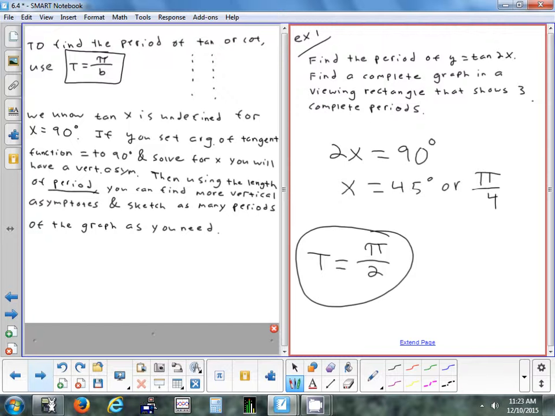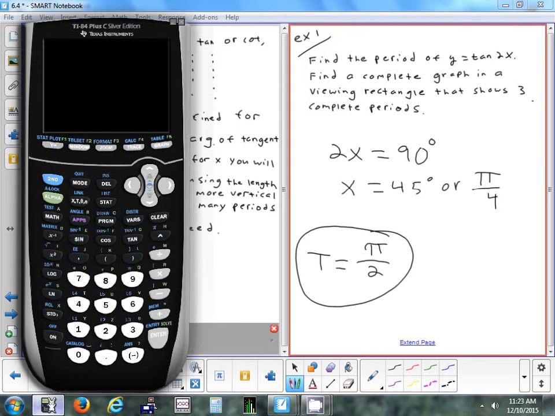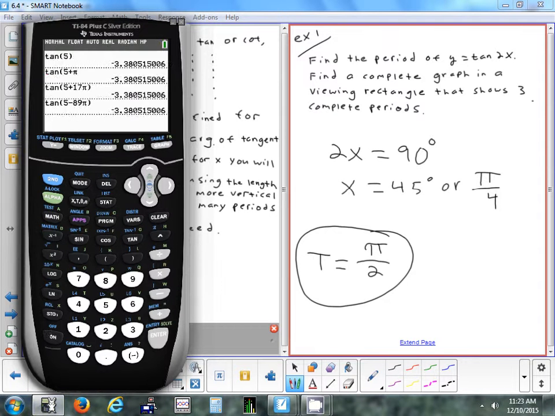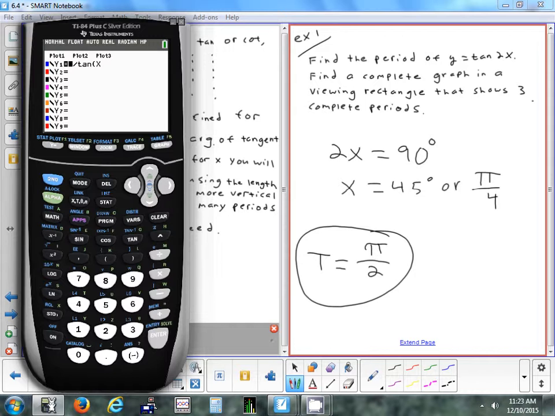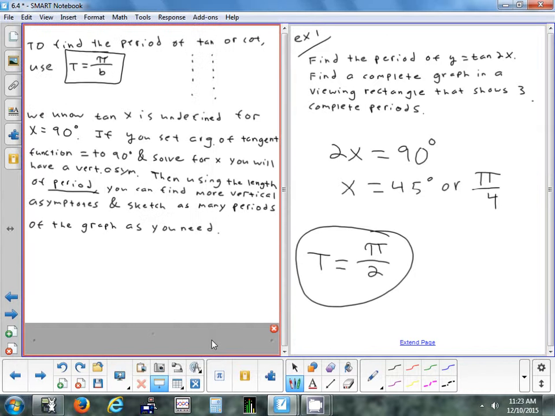Another way, could you also find the asymptote? Could you just divide the period by the b-value? Or does that only work in this case? It's like dividing pi over 2 by 2, since it's tangent of 2x. Could you divide? Yeah, I think most of the time you'd be okay. Let's see if that always works though, when we do other examples.